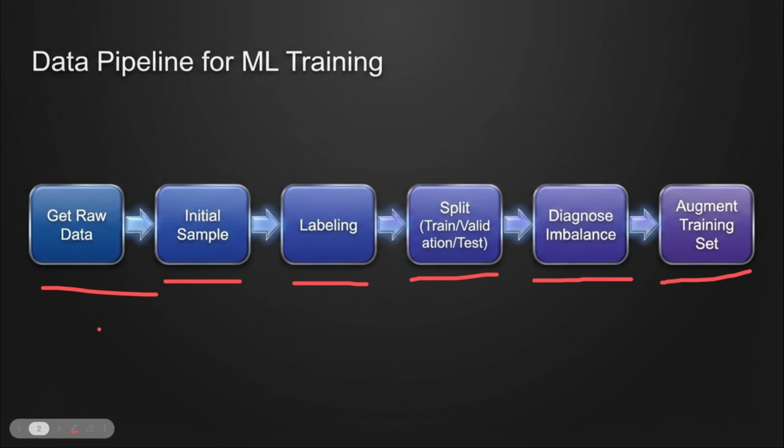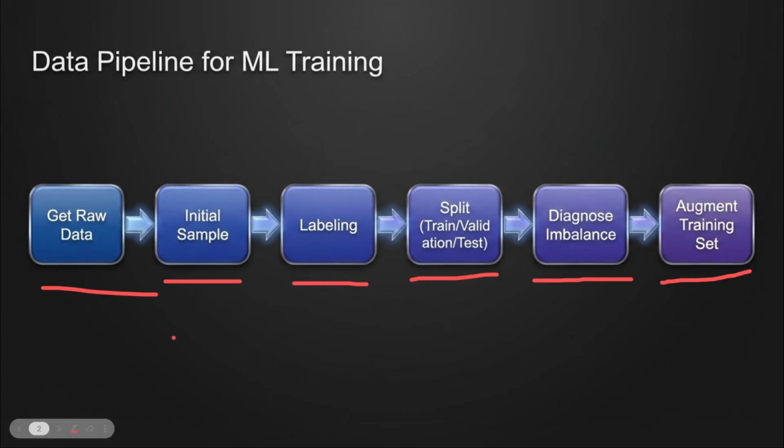set. I'll show you an example of the entire process, and then I'll dive deep into what are the ways we can get the raw data, what are the different techniques in the sampling, and what are different techniques in labeling, and imbalance, and how to augment the data, and why sampling is important, and why not label the entire raw data. I'll try to answer all your questions. By the end of the video, you'll have the entire complete knowledge of the data pipeline for ML training.